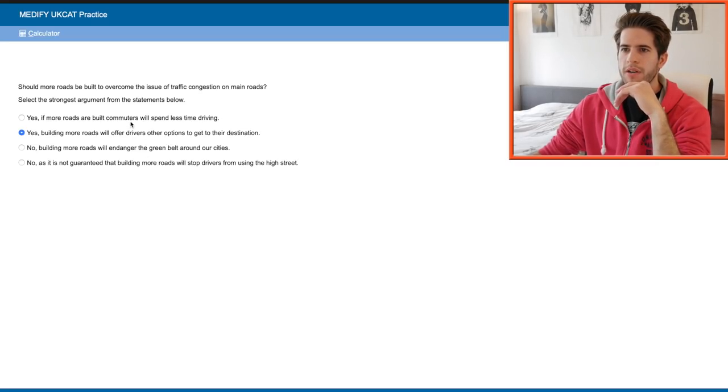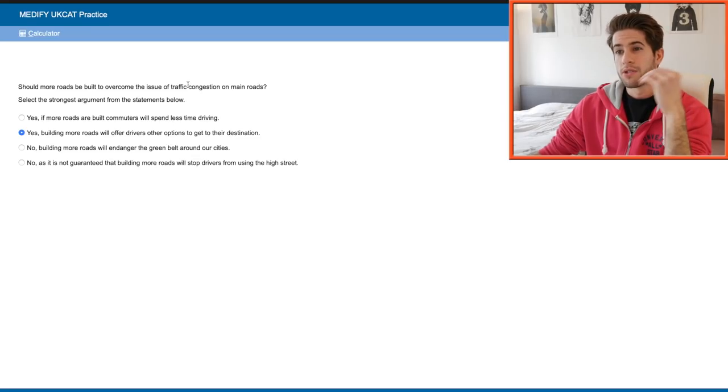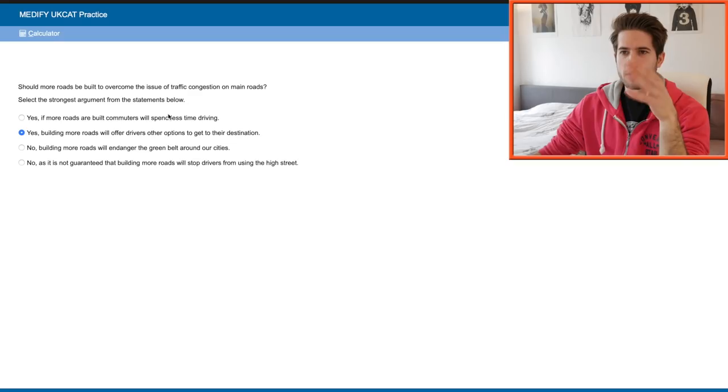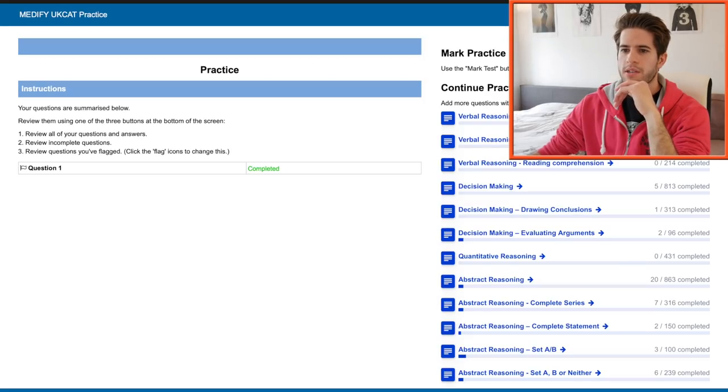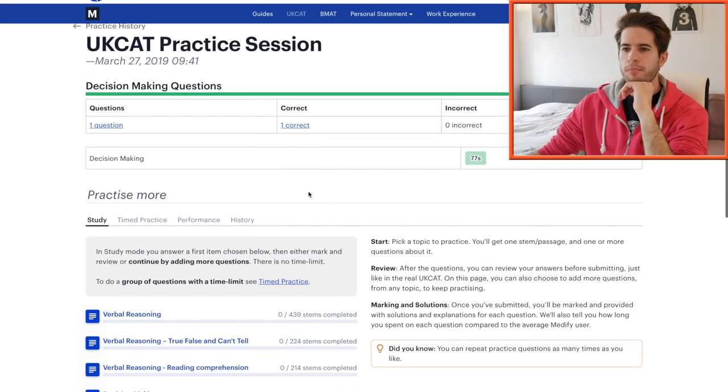So which of these two is better? Yes, if more roads are built, commuters will spend less time driving. Fine, this talks about time, not traffic congestion. So, although probably a good argument, it's not the strongest, I don't think. Building more roads will offer drivers other options to get to their destination. I think that's the correct answer. And that's correct. Boom, boom, boom.